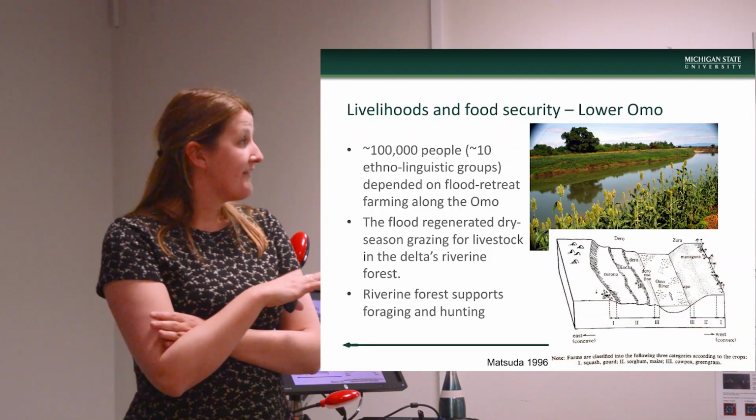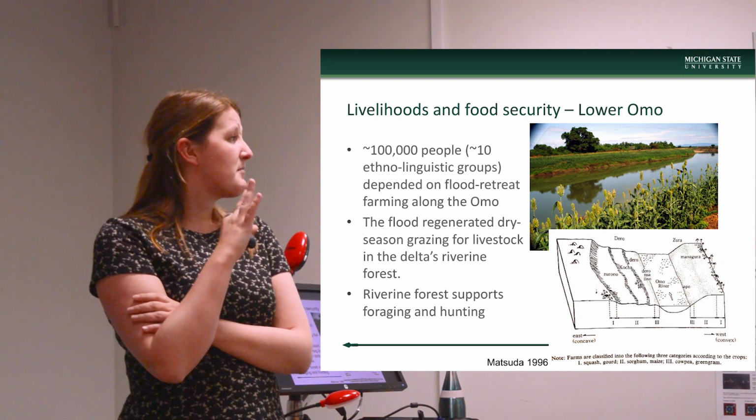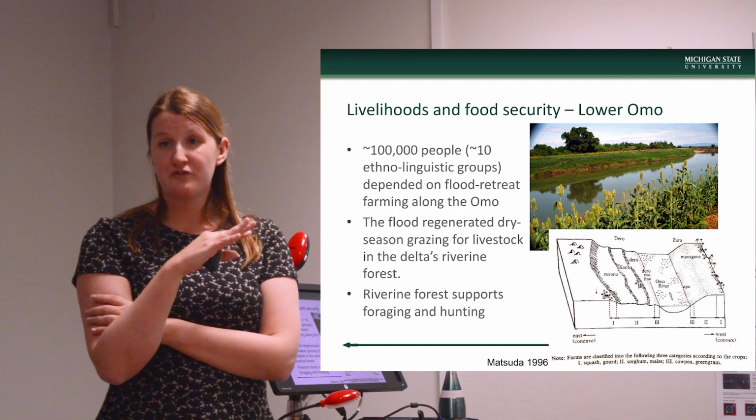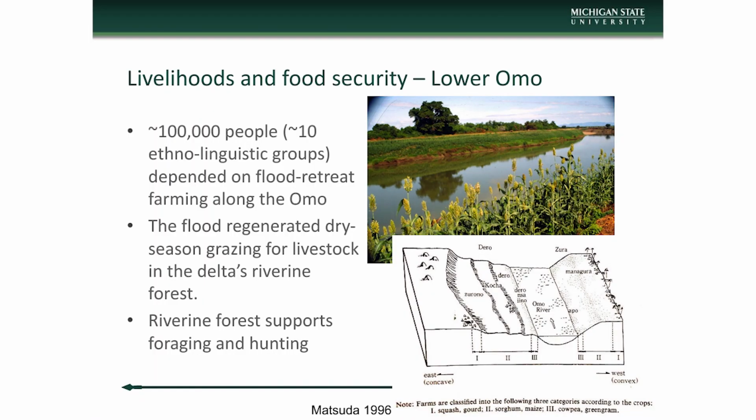So just to talk about livelihoods for a second, higher up in the basin in the Lower Omo, as I've said, there's about 100,000 people that depend on, or depended on, flood retreat agriculture. This is a model of that system. As the flood recedes, you plant your sorghum first, and then you have squash and then cowpeas closest to the river. And we're talking about very narrow stretches. This picture's probably not so clear, but this is the sorghum. It's maybe a couple of metres at most, potentially on quite a steep slope.